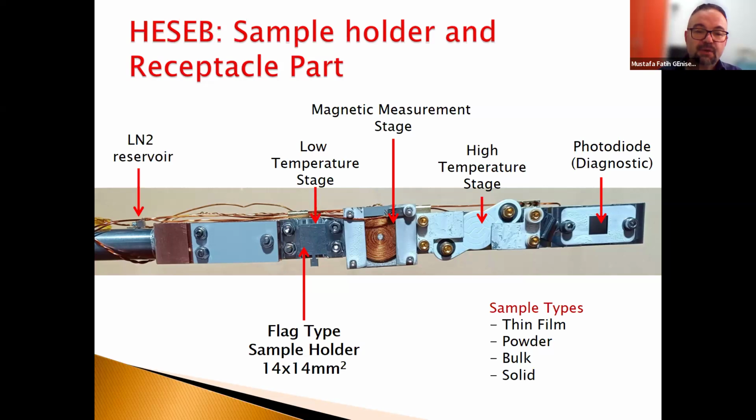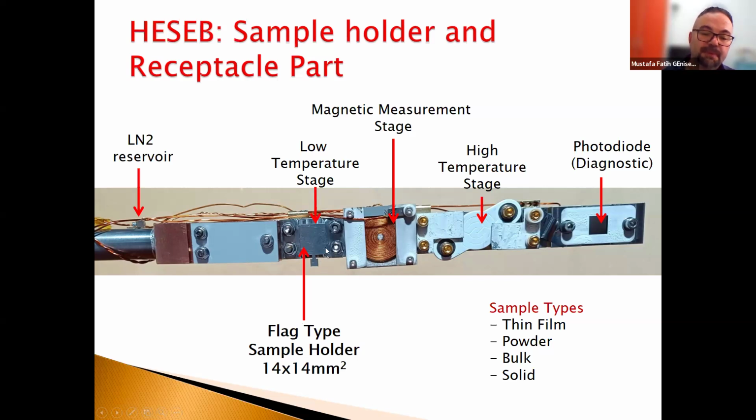And let's go back to our end station and look at our sample holder. This is our sample holder at the receptacle part. It is normally vertical, but in order to show you in a better way, I put it horizontally. Here is our liquid nitrogen reservoir. We can fill it with liquid nitrogen to cool our sample. And this is our receptacle part. And this is our sample holder. It has a 14 times 40 millimeter active area.